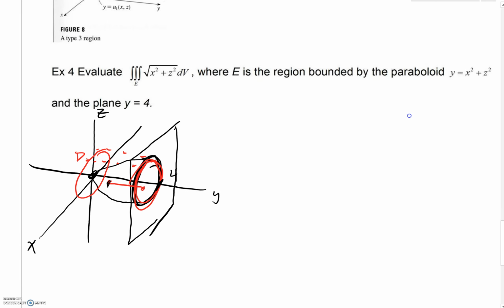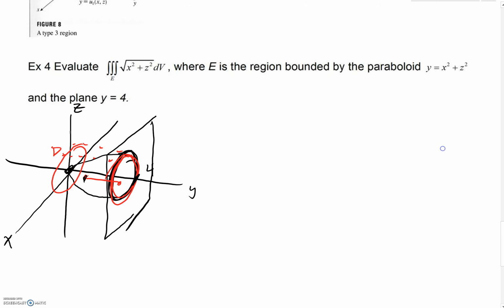Last example, I've already drawn a picture to speed this up. They're saying, more or less, can you go ahead and get this worked out in regard to a type 3 region? A type 3 region in that you can see that your two curves are primarily described with y equals equations.